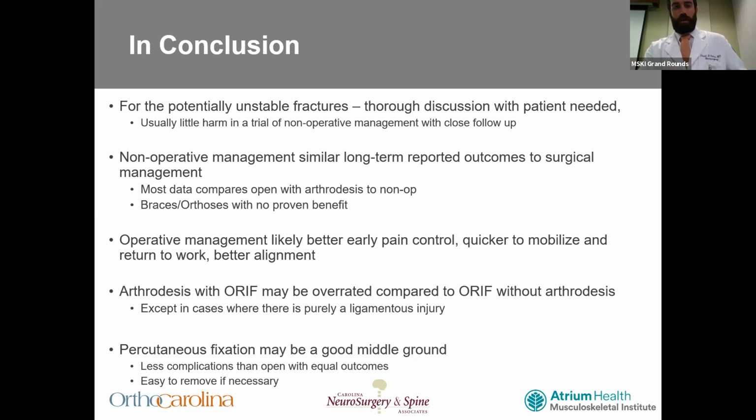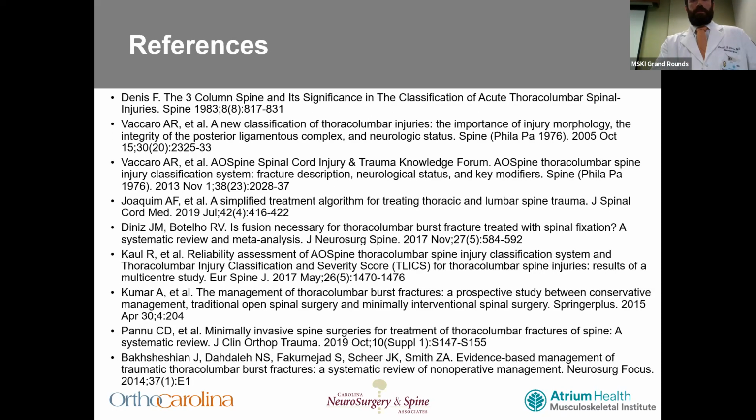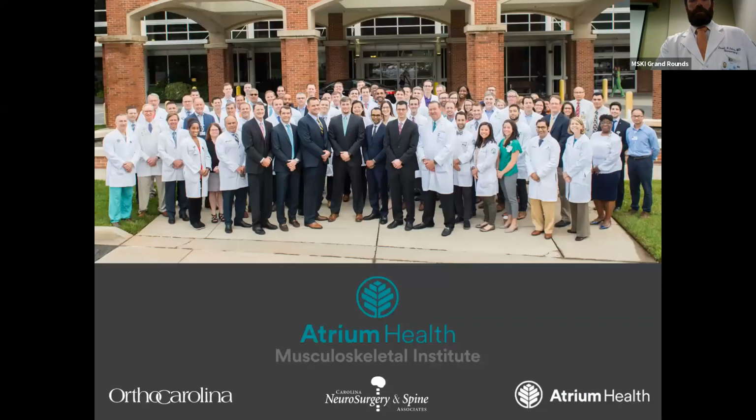Now, as I've discussed, the benefits of operative management are better pain control, quicker mobilization, and better alignment. If you are going to stabilize these patients, arthrodesis might be overrated if there's a fracture. If it's a purely ligamentous injury, you're going to need arthrodesis. And for the reasons I've discussed, percutaneous may have the same benefits as open with fewer complications, and it's easy to remove if you need to. But those are my references, and I'll take any questions.